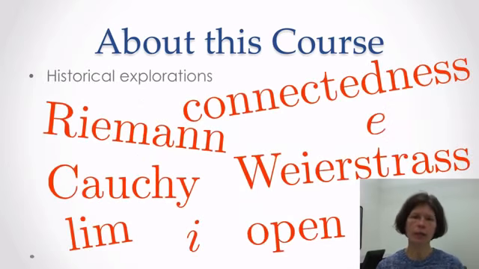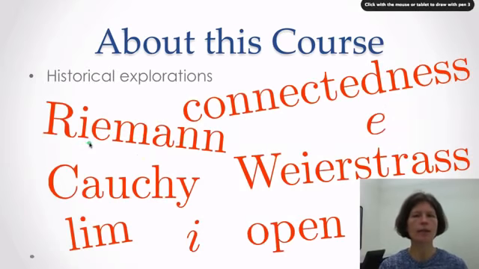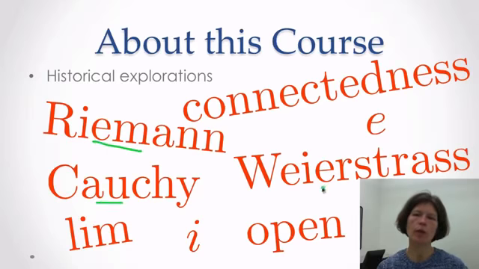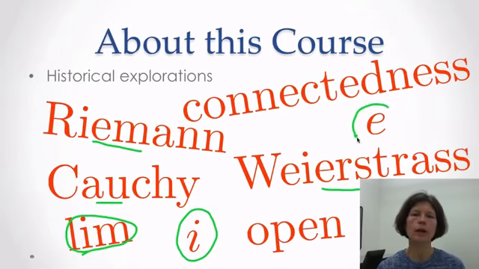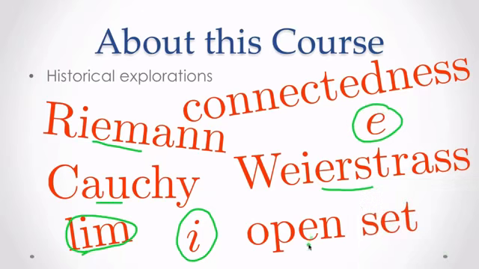We'll also explore some of the history of complex numbers. We'll talk about some important people who were important in the development of complex analysis. We'll talk about Bernard Riemann. We'll talk about Cauchy. We'll talk about Weierstrass. We'll talk about all kinds of people. We'll also talk about the complex number i. Where did it come from? What is its history? We'll talk about limits. Where do those come from? Especially limits in complex analysis. We'll talk about the constant e. We'll talk about some topological concepts, such as open sets or connectedness. We'll explore all of these in this course.